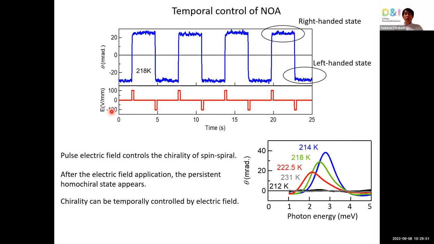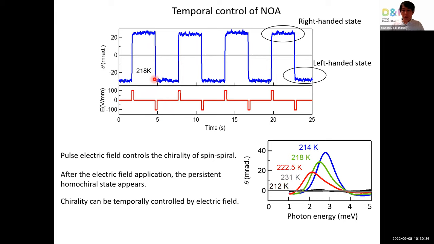And we demonstrate the temporal control of the natural optical activity. First, we applied positive electric field pulses, and a single chiral state, or homochiral state, is formed, and this persistent chiral state appears. Next, we apply the negative electric field pulse, and the sign change of the optical activity is observed. So we can control the chirality through the polarity of the spin spiral state.